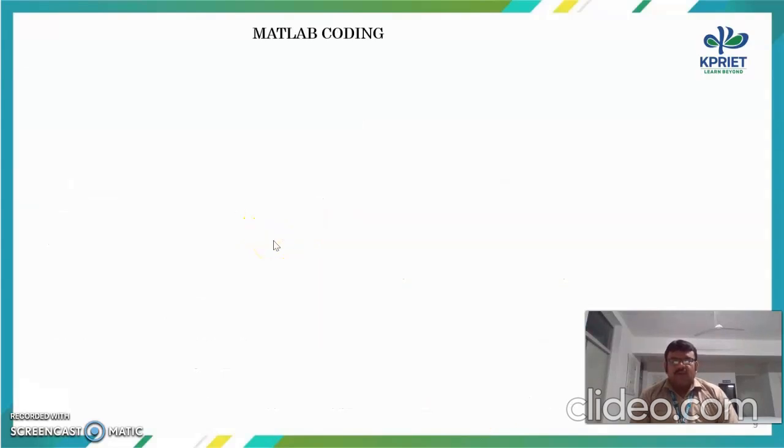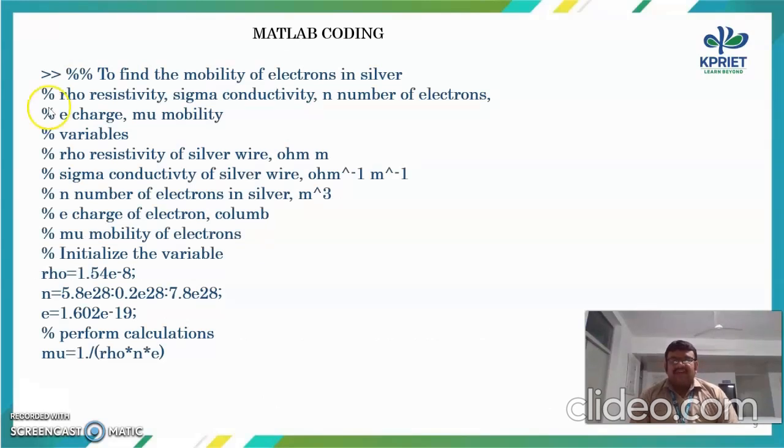Here comes the MATLAB coding for that problem. In the first statement, I am giving the problem statement, that is to find the mobility of electrons in silver. In the next two statements, I am introducing our variables: rho, resistivity; sigma, conductivity; n, number of electrons; e, charge of an electron; and mu, the mobility of an electron.